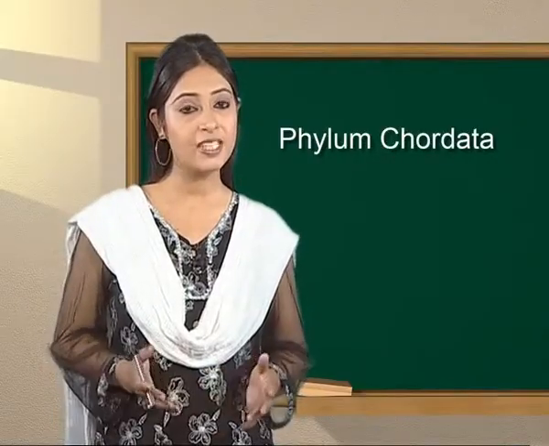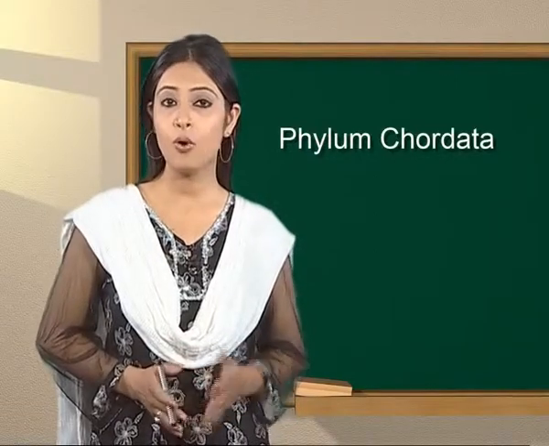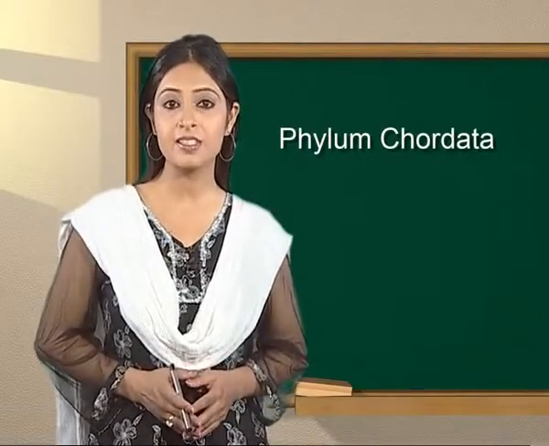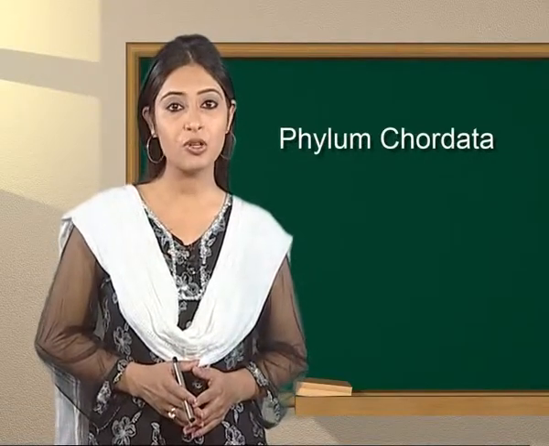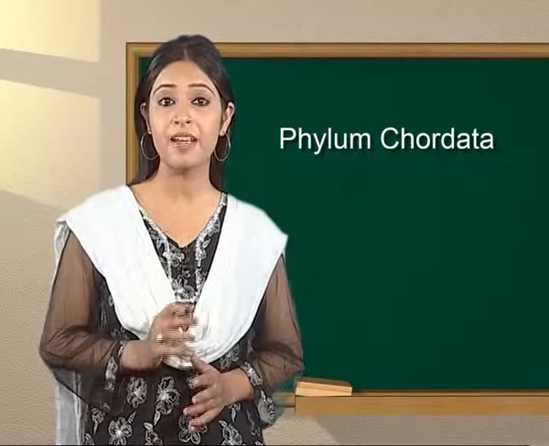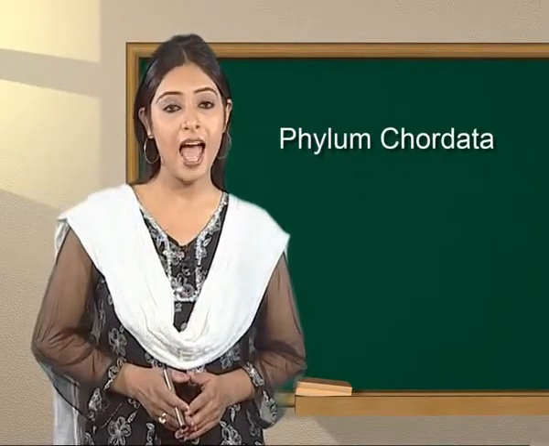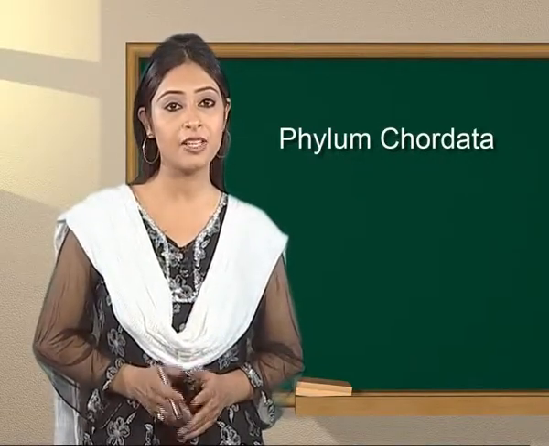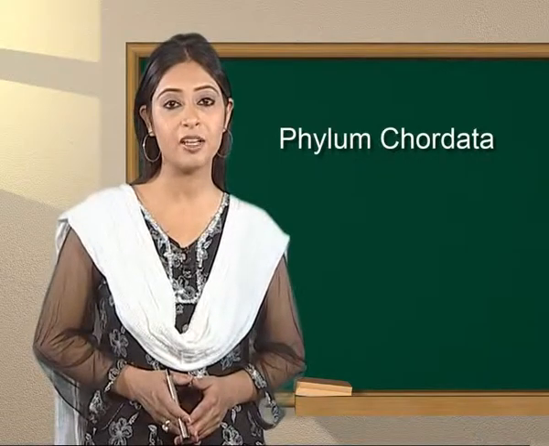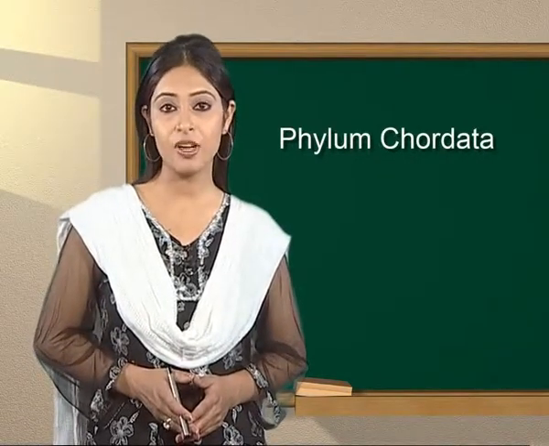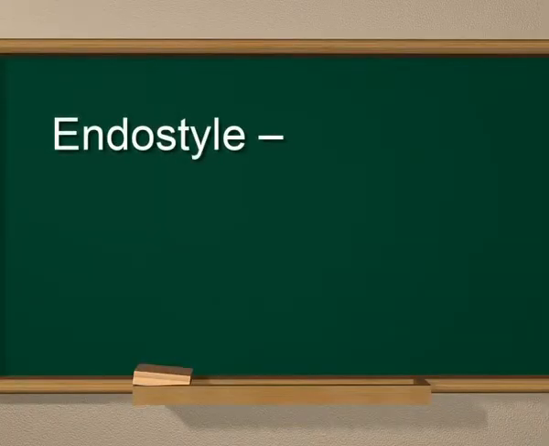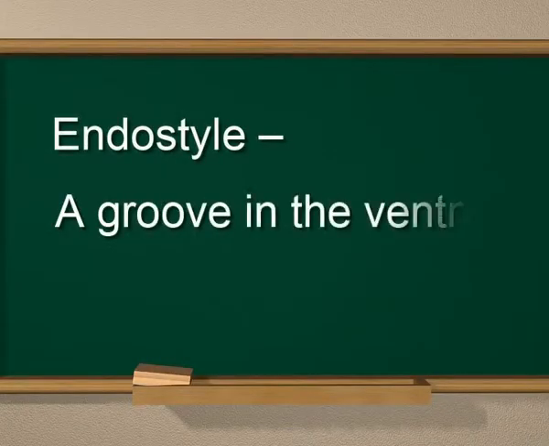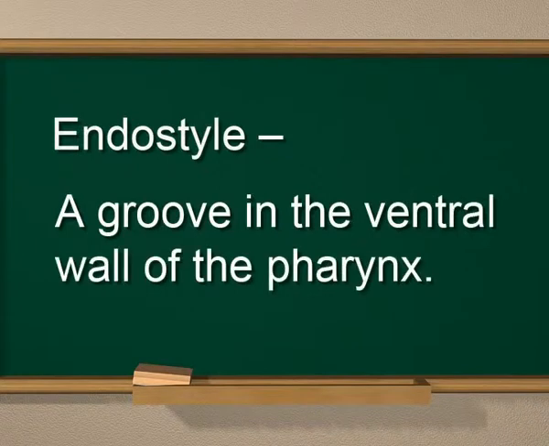Students, of these four structures, only the nerve cord persists throughout the life of the organism. The notochord is usually replaced by a vertebral column and the gill slits disappear during embryonic development. In chordates, there is also present an endostyle, which is basically a groove in the ventral wall of the pharynx.